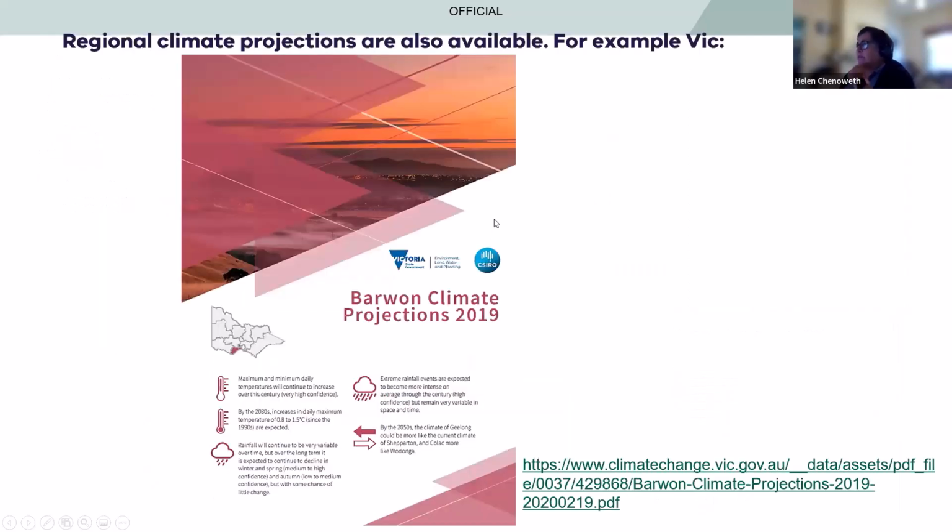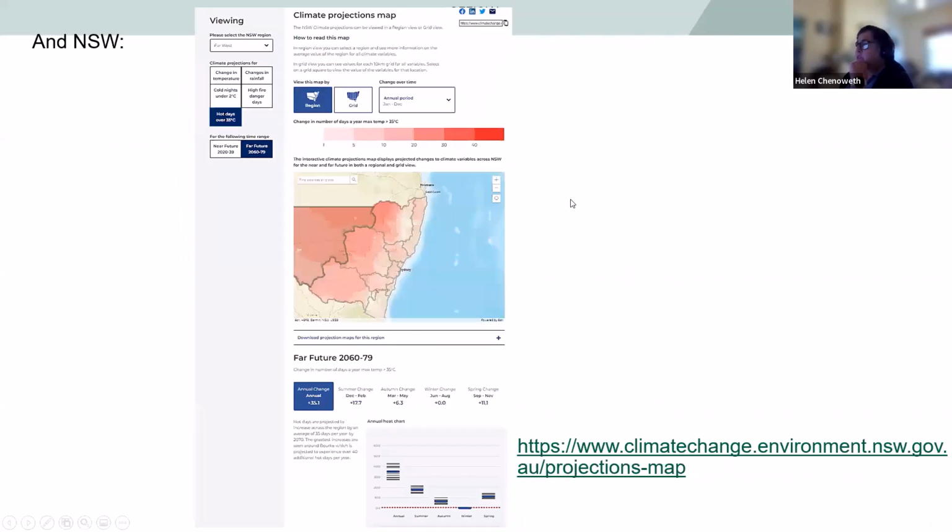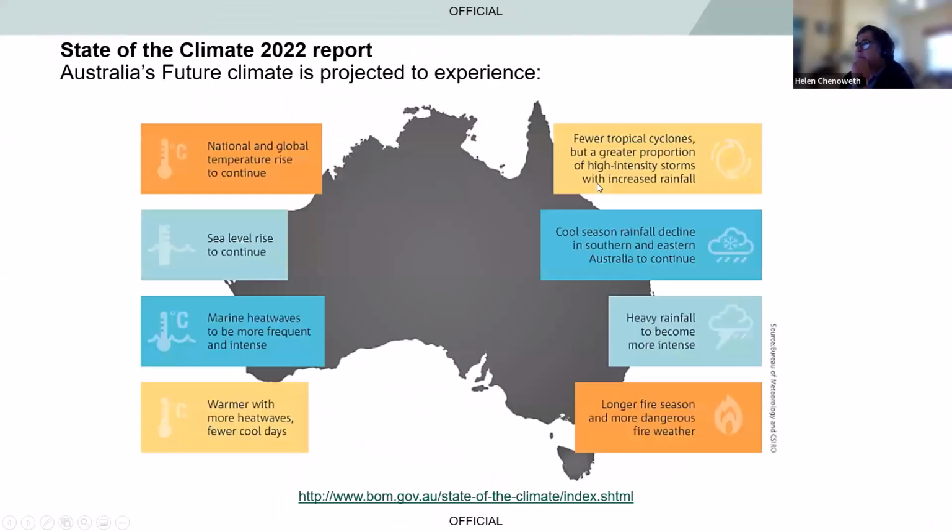There's also quite a lot of other information around that has been put together by various industry groups as well as governments. There's some projection information there in Victoria, lots of different sorts of ones. This is just an example of the Barwon climate projections in my area in Warrnambool, around our way. There's also climate projections for New South Wales. Again, another link for you there, looking at those sort of locations.